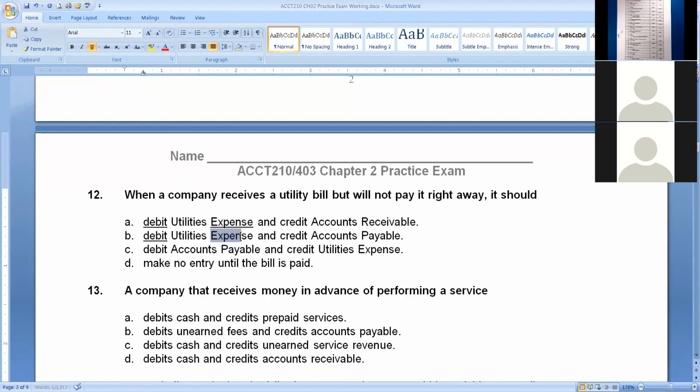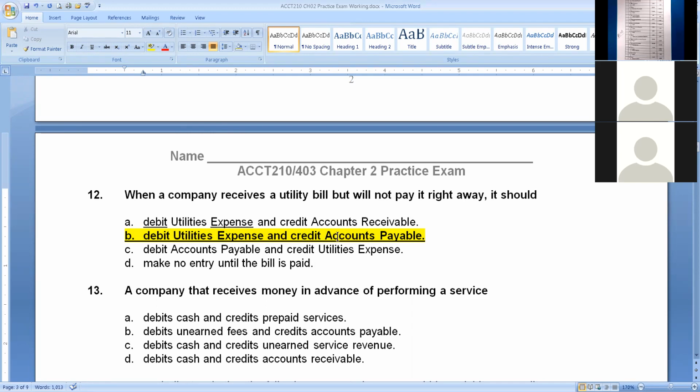So these are the 2 that are in the running. The question is, which one is correct? A or B? B. Yep. Yeah, it's when we owe them. Accounts receivable is when someone owes us. So the debit utility expense, that was correct in A also.